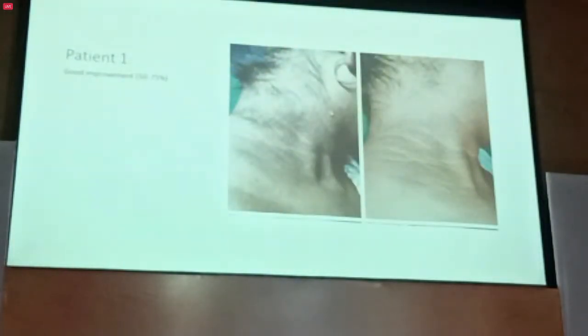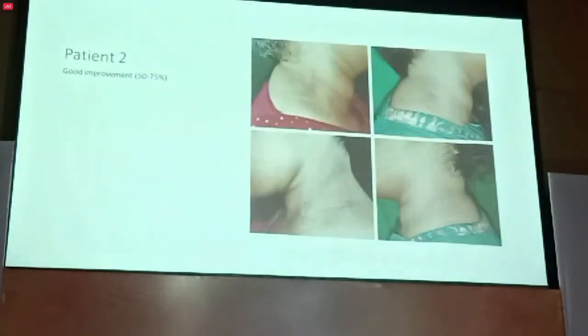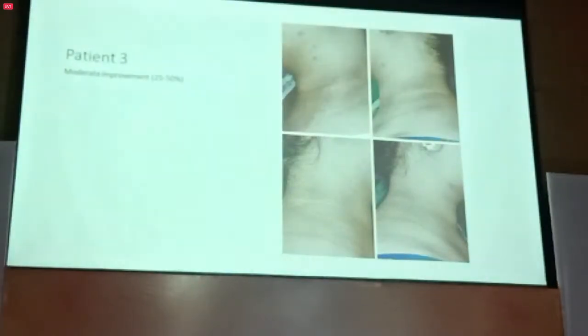This is the first patient, a 35-year-old female. The total duration of illness for the acanthosis nigricans was 5 years, 4 sessions were done, and the patient shows a good improvement in lesions of acanthosis nigricans. This is another female patient who also showed a good improvement, and this is a female patient who showed only moderate improvement after 4 sessions.